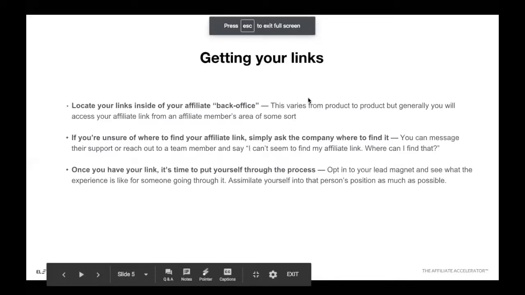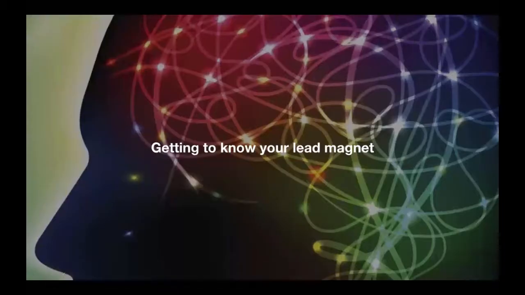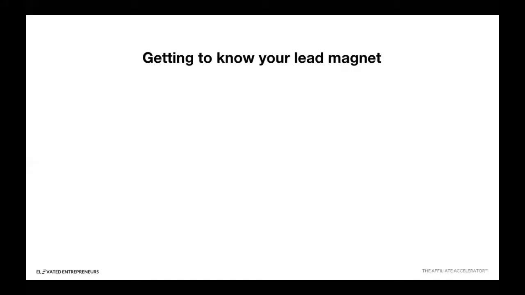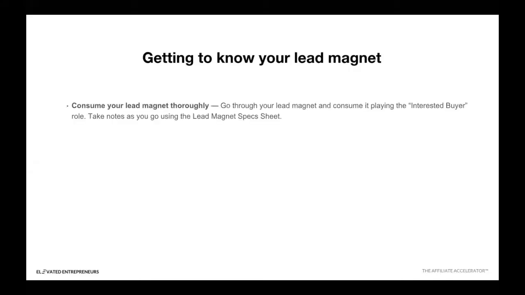All right. So once you find your link, put yourself through the process. Now the next step is getting to know your lead magnet. What you want to do is consume your lead magnet thoroughly. We're going to go through what I've created called the lead magnet specs sheet. Basically, you go through your lead magnet and consume it playing the interested buyer role.